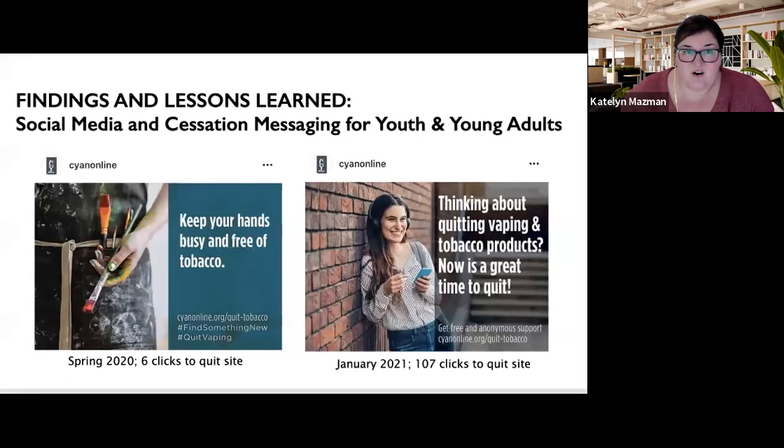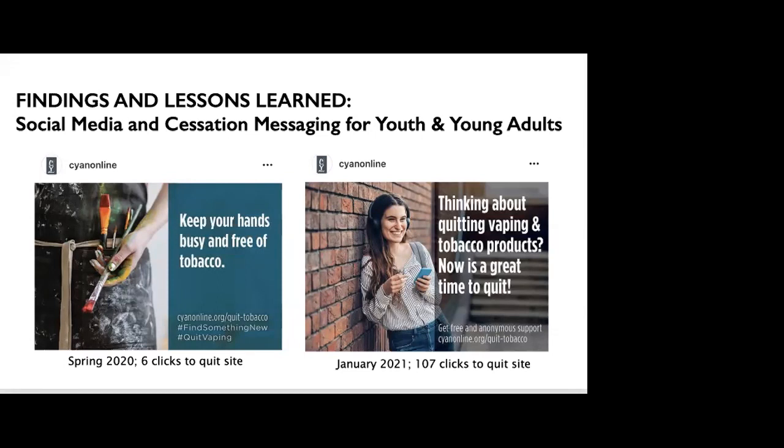So jumping into our findings and lessons learned. I think this really captures it. The post there on the left was our first round in spring 2020. It had 6 clicks to our quit site. It's still 6 people who reached out for a resource, but when we compare it to what we did in 2021, we had 107 clicks through to our cessation site.